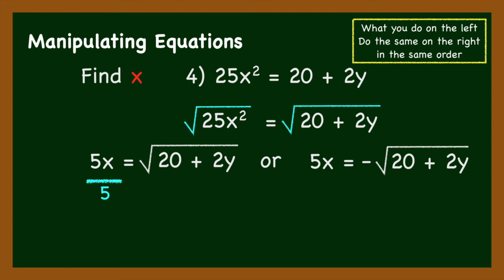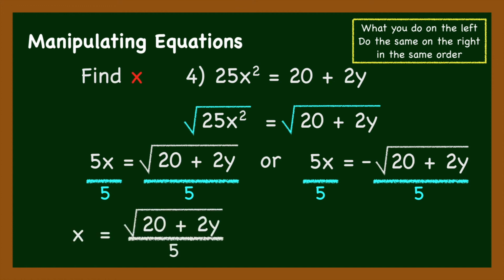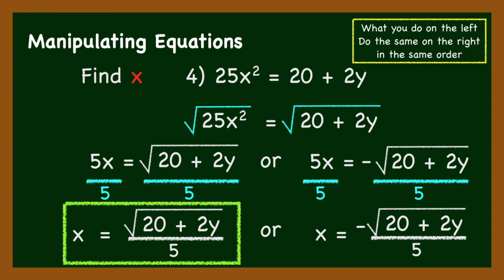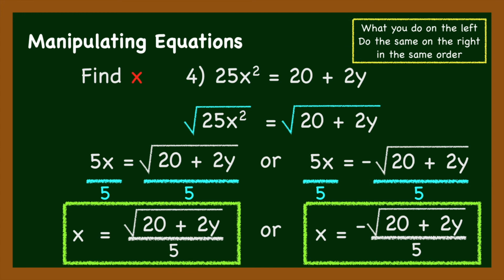So the next step is very easy. You just divide both sides by 5. That will give you two answers for x. x equals the square root of (20 plus 2y) over 5, or x equals minus the square root of (20 plus 2y) over 5. I hope you got all answers correct.